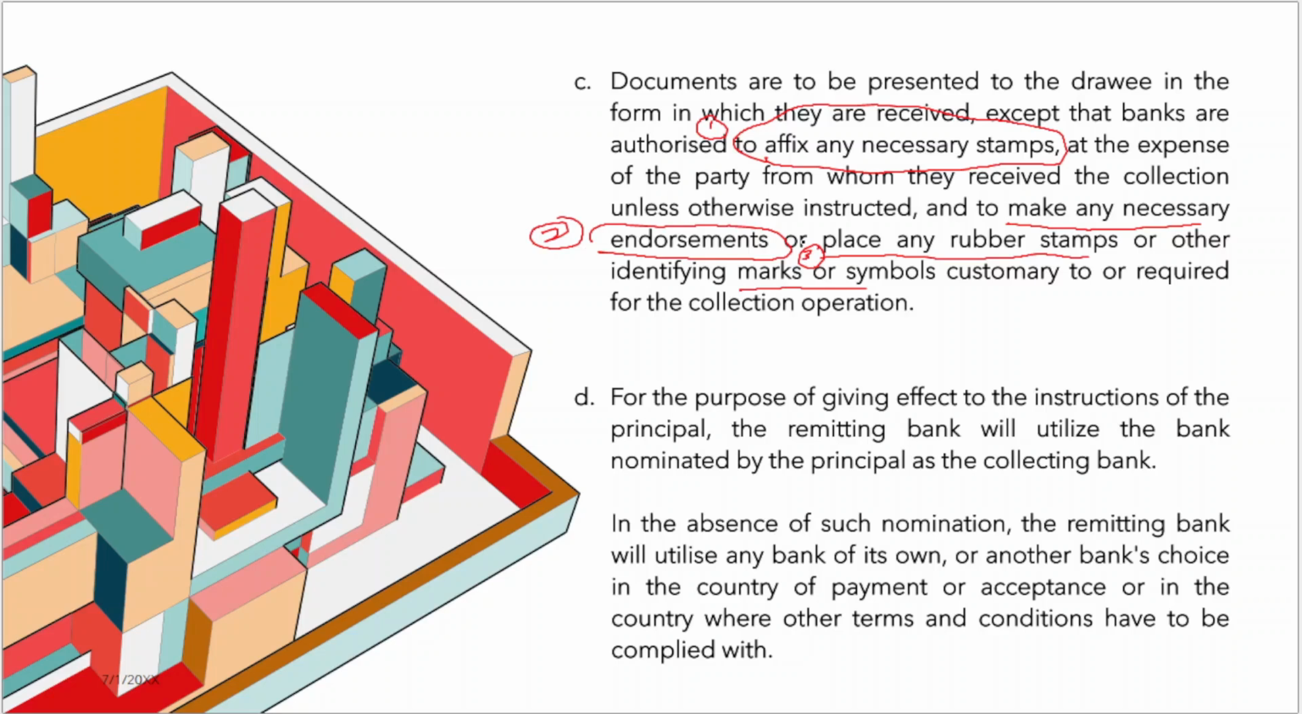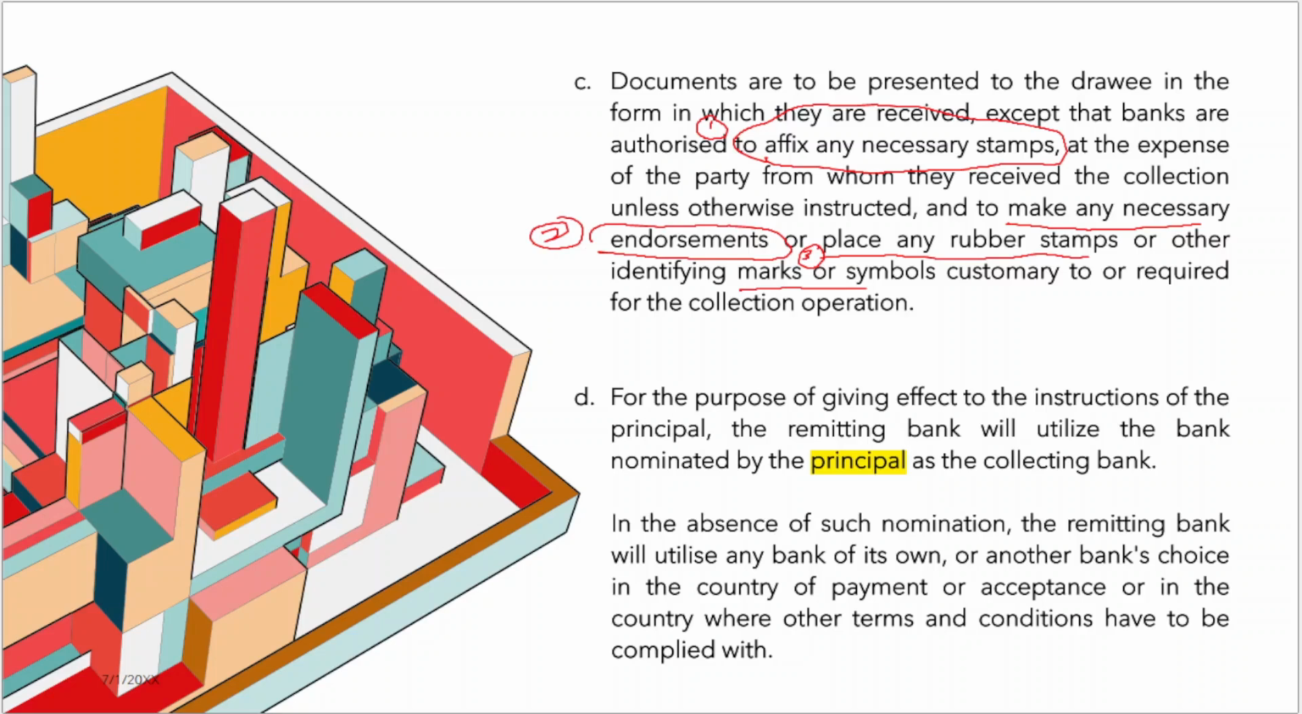Moving on to subsection D, for the purpose of giving effect to the instructions of the principal, the remitting bank will utilize the bank nominated by the principal as the collecting bank. So, who will nominate the collecting bank? Who has the primary responsibility to nominate the collecting bank? That would be the principal. Yes, so the principal will ideally be nominating the collecting bank, and that collecting bank must be utilized by the remitting bank.